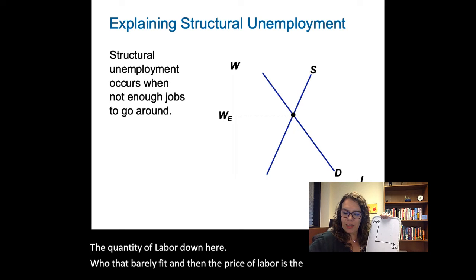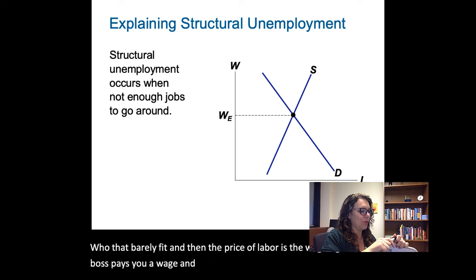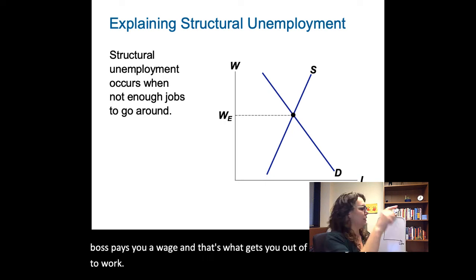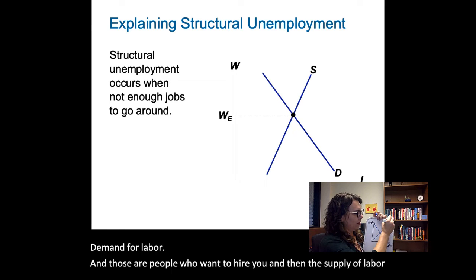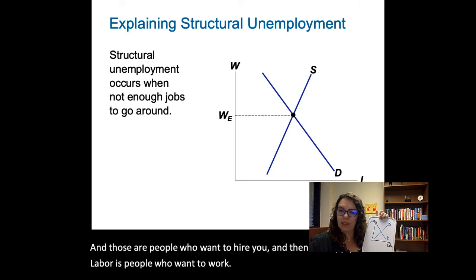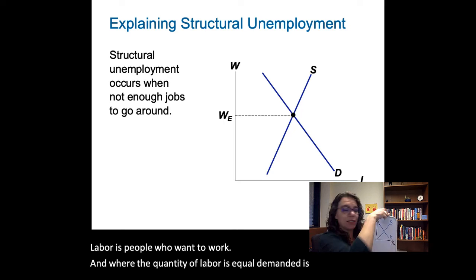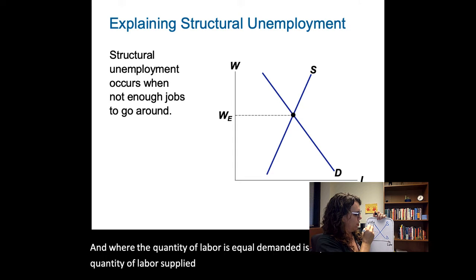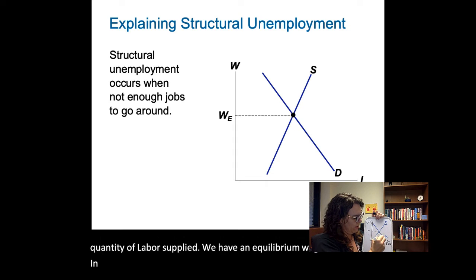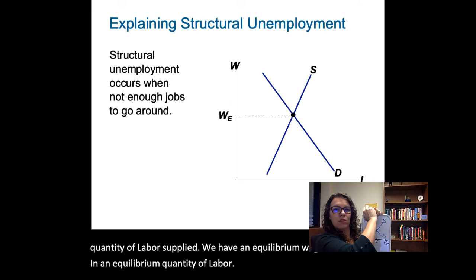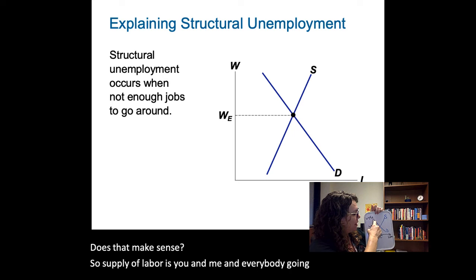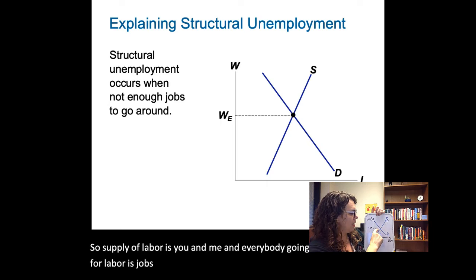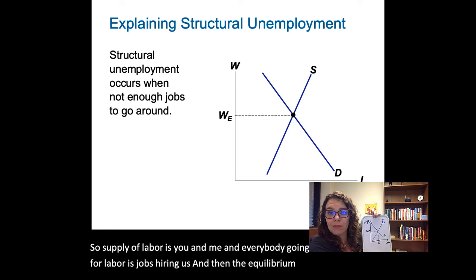Your boss pays you a wage, and that's what gets you out of bed and gets you to work. So there is some demand for labor, and those are people who want to hire you. And then the supply of labor is people who want to work. And where the quantity of labor demanded is equal to the quantity of labor supplied, we have an equilibrium wage and an equilibrium quantity of labor. I'm going to give them little stars. Does that make sense? So supply of labor is you and me and everybody going to work. Demand for labor is jobs hiring us. And then the equilibrium wage is what we agree to be paid.